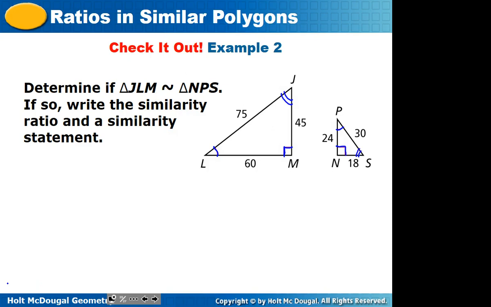Okay, so now I want to check this similarity statement because I don't know if y'all noticed it, but I don't think J maps to N, does it? Look up here. J has two arcs and N is a right angle.